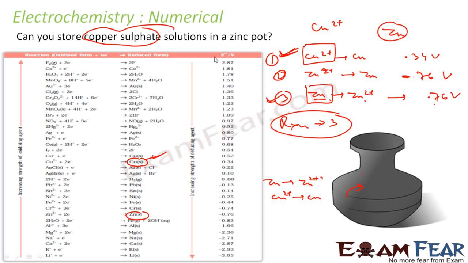But if the question is, can you store zinc sulfate in a copper pot? The answer will be yes. Why? Because then we have zinc sulfate and we have copper. If you compare these reactions now, you will see that it is not feasible, because copper will not be able to displace zinc from its solution. Copper is weaker. Zinc can displace copper from its salt, but copper cannot displace zinc from its salt. Correct?